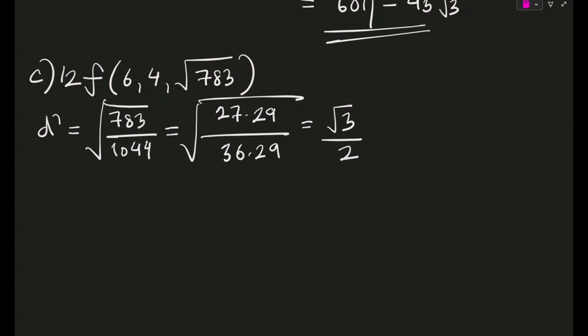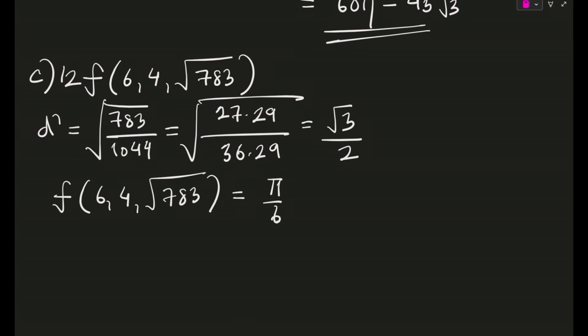Like 3 nines are 27, 3 twelves are 36, and 3 by 4. So the whole root under 3 by 4 means root 3 by 2. Okay, so guys, your segment area f of 6 comma 4 comma root under 783 would come out to be equal to pi by 6, very simply, minus root 3 by 2 into half, right? And obviously this thing is multiplied by 15, please remember.